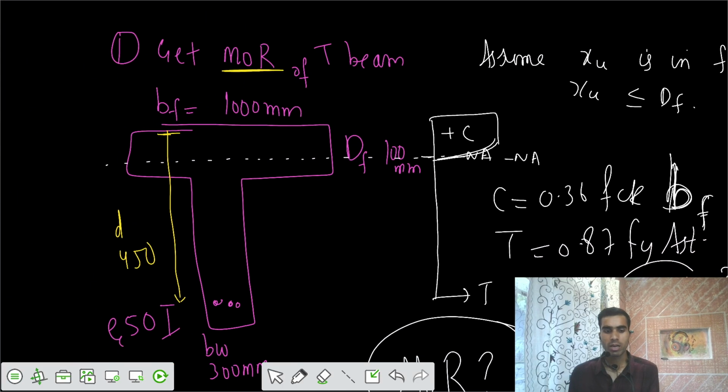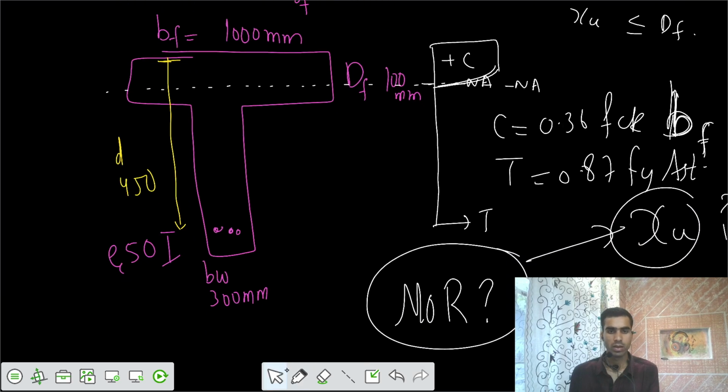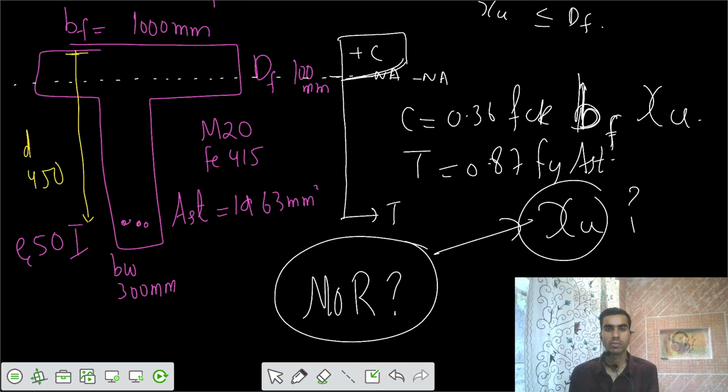There is one more piece of data provided to you, the area of the steel, which is 1963 millimeters square. The concrete is M20, with this characteristic strength, and the characteristic strength for the steel is 415 megapascals.